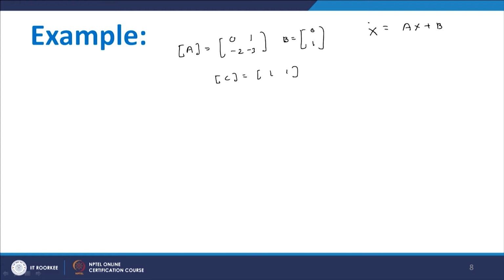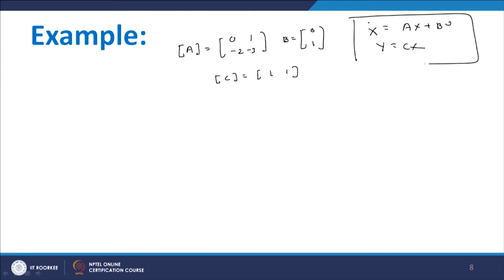Now, we see an example. We have taken a simple system. Let us say the A matrix is [0 1; -2 -3], the B matrix is [0; 1], and our C matrix is C equal to [1 1]. This plant is nothing but x dot equal to Ax plus Bu and y equal to Cx.